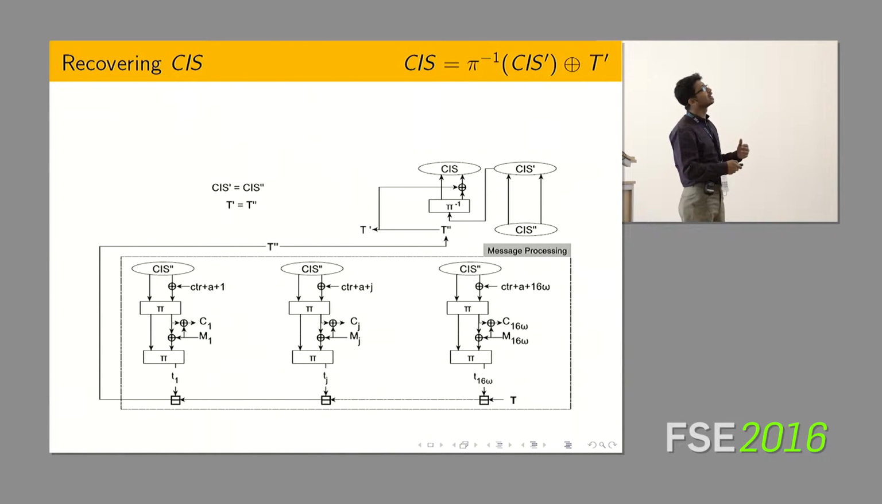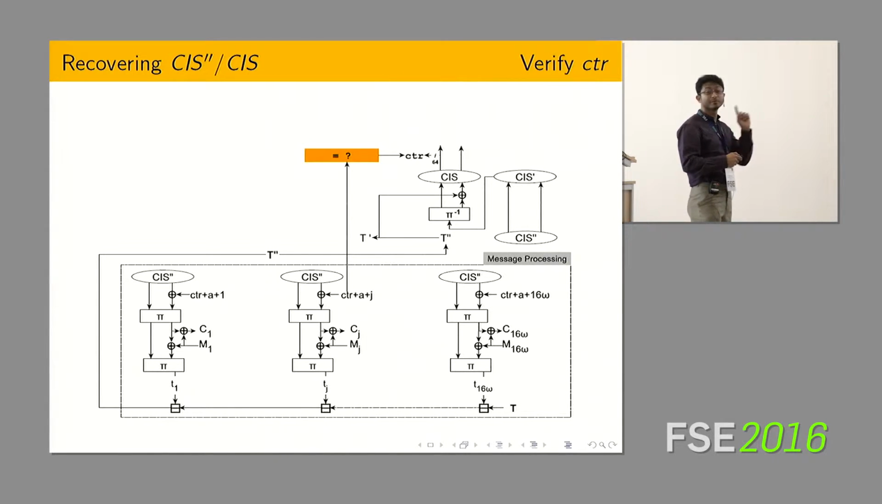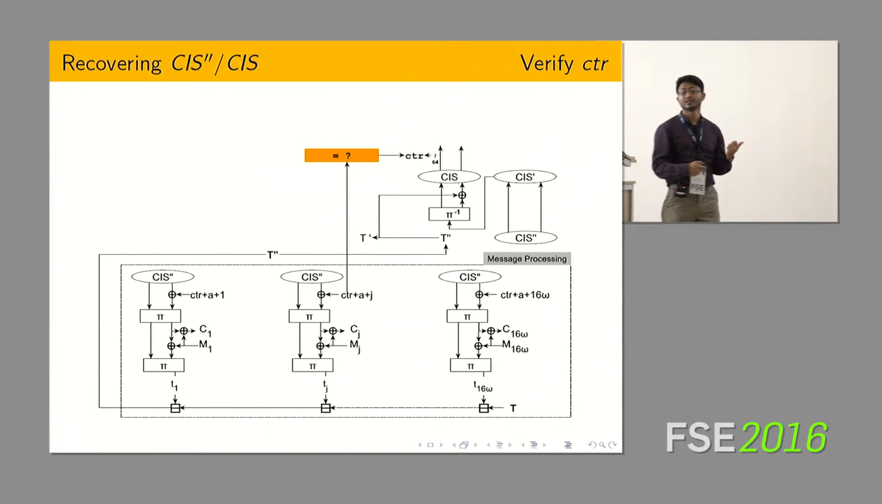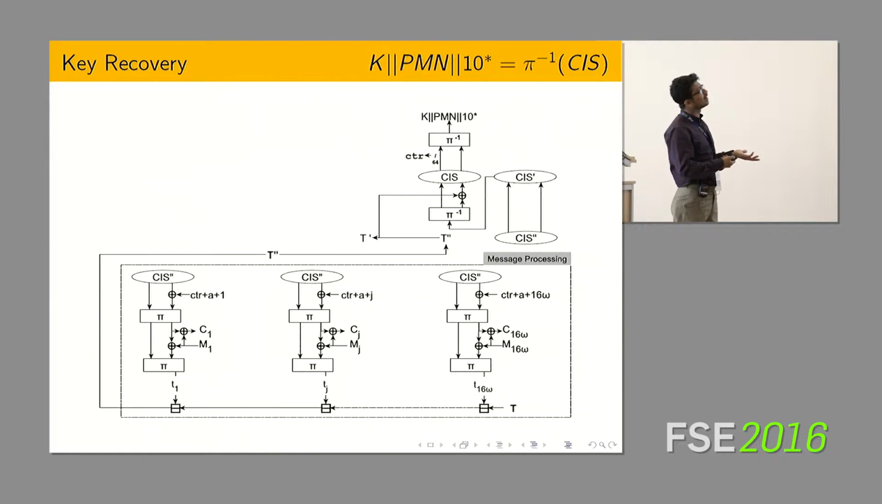And we again invert it back. Remember, this is the no SMN case. So we invert it back, and we have the common internal state. Now we exploit that, as you remember, the counter is basically the lower 64 bits of the capacity part of the common internal state. So we verify whether our guess was right. If it was right, we just proceed. If it's wrong, we repeat for another guess of the counter. Once the counter is verified, retrieving the key is very simple, because when you invert the CIS once using pi inverse, the key is just a part of that input.